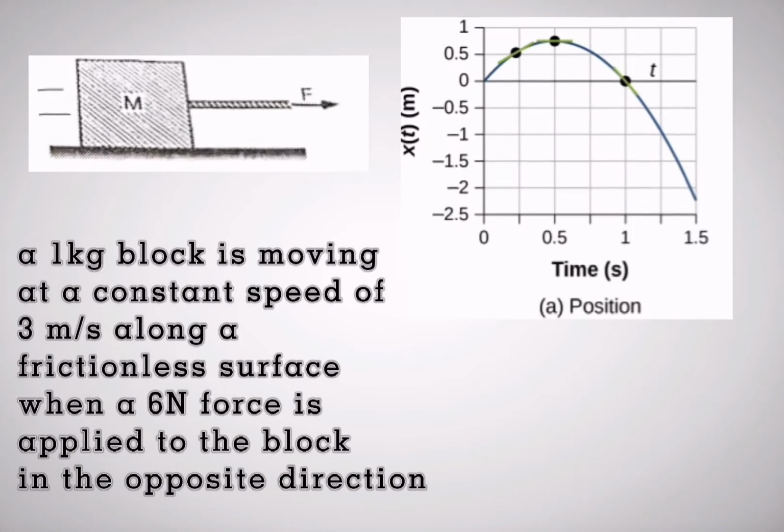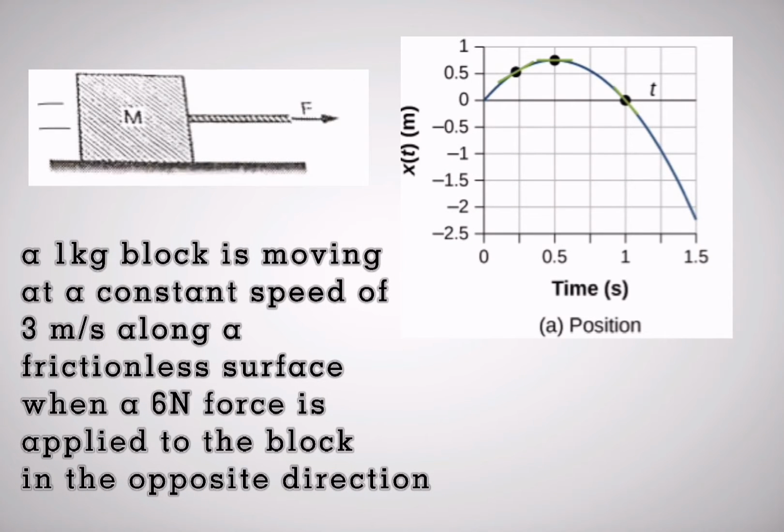Let's look at an example. A 1 kilogram block is moving at a constant speed of 3 meters per second along a frictionless surface. A constant force is then applied in the opposite direction of the block's motion. We have a graph of the block's position versus time from the moment the force is applied. How could we find the velocity of the block at any given point in time?